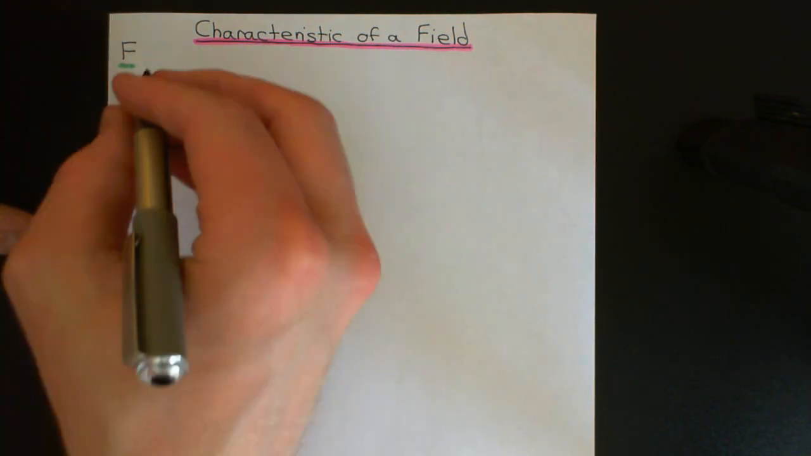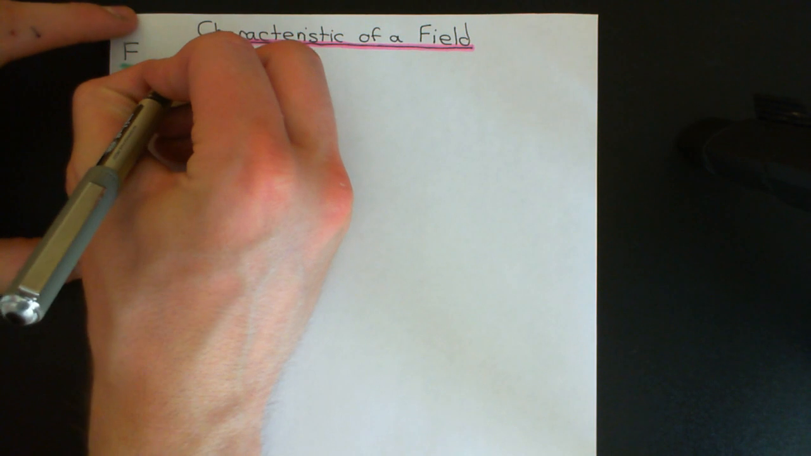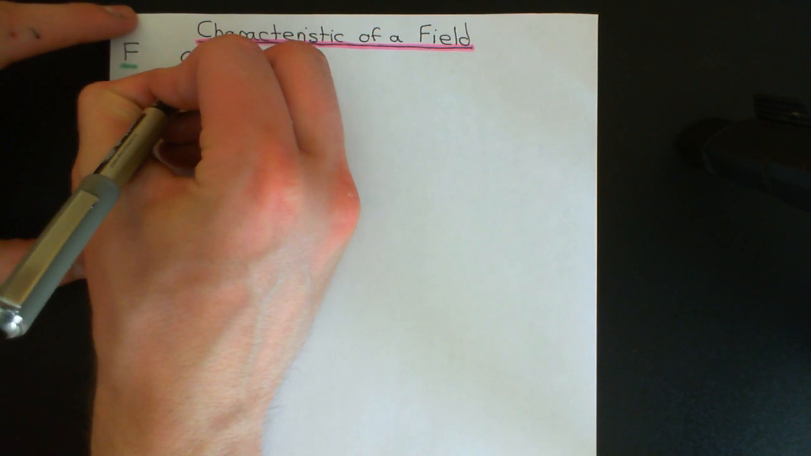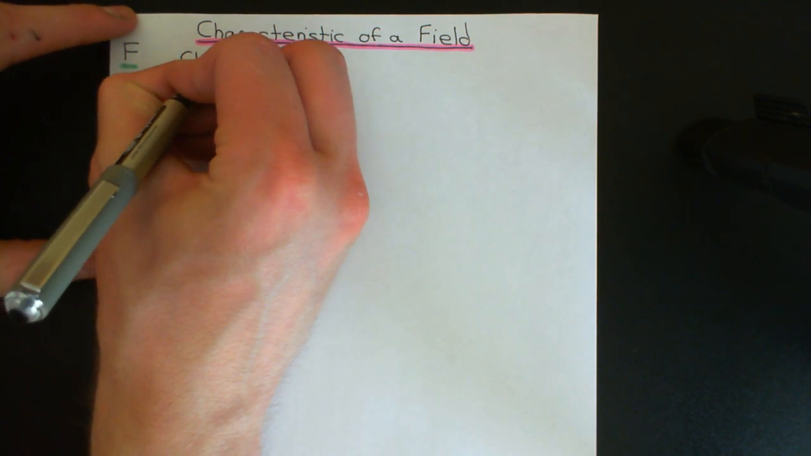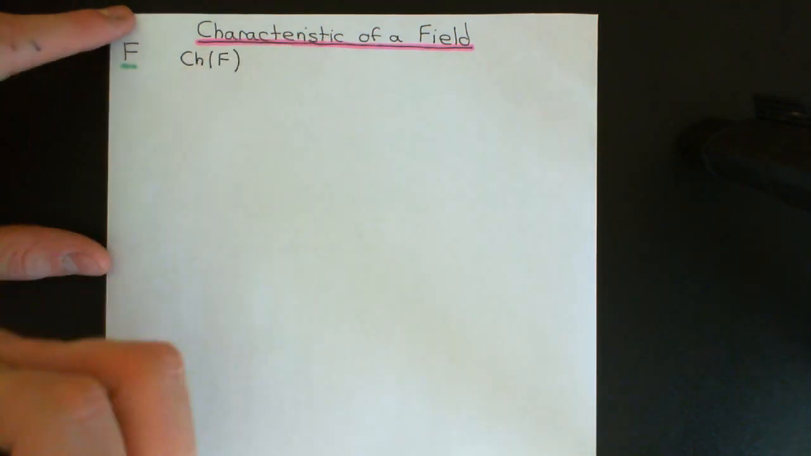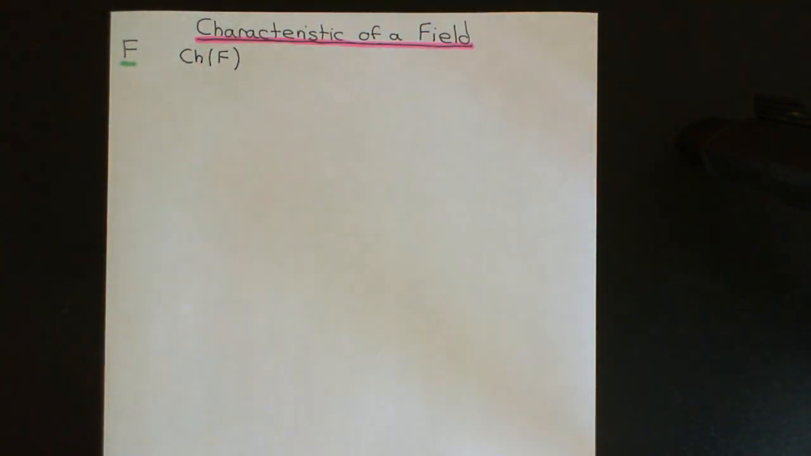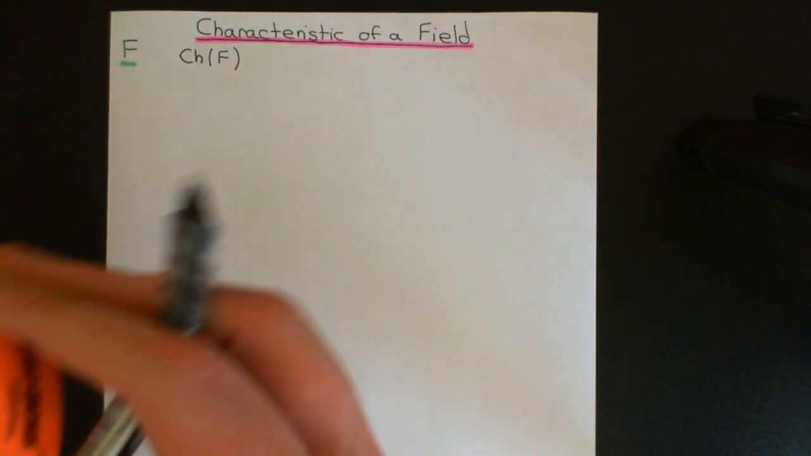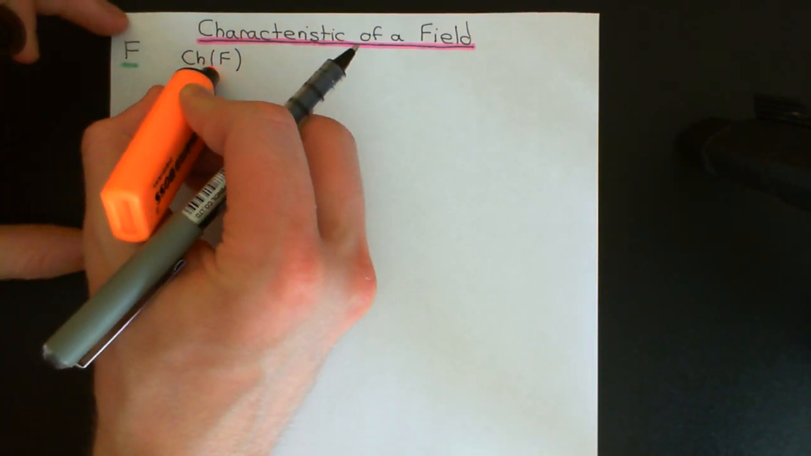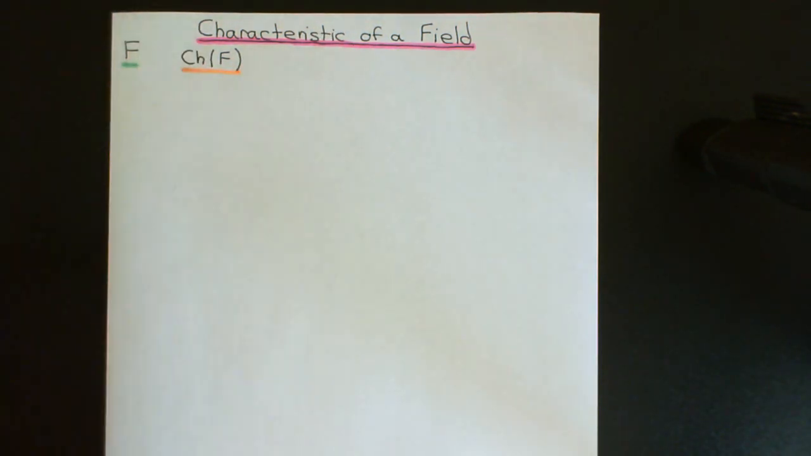Now let's have a look at the definition of the characteristic of a field. The characteristic of a field is a number that is associated with all fields, and it's a non-negative integer, so it can be 0 or it can be a positive integer, a natural number. Now, how do we actually define the characteristic of a field?